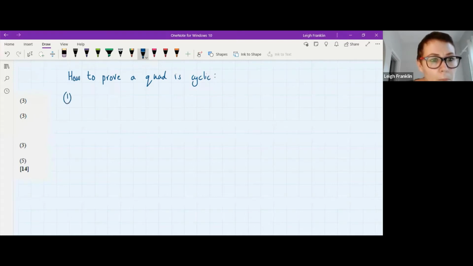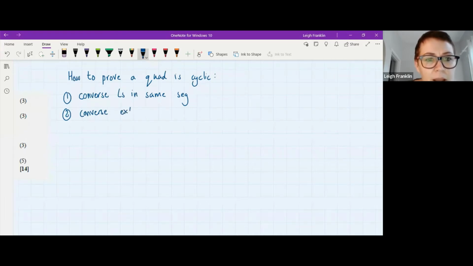Angles in the same segment. I'm saying that it does prove. Okay, but again, you've left out an important word here. All right, so if we want to prove that a quad is cyclic, we have to say converse. Okay, so converse angles in the same segment. All right, good.